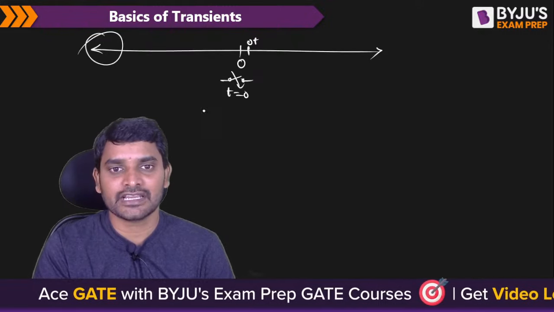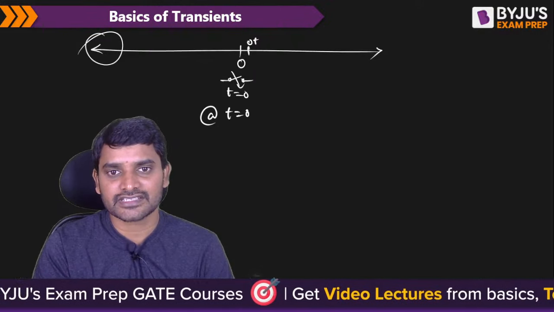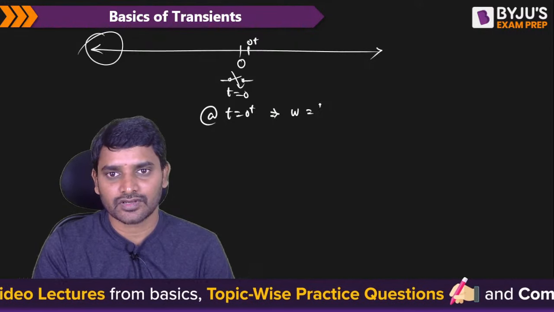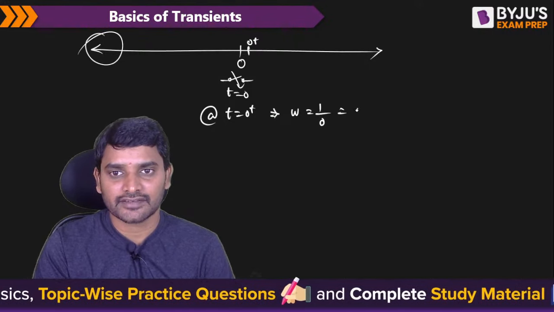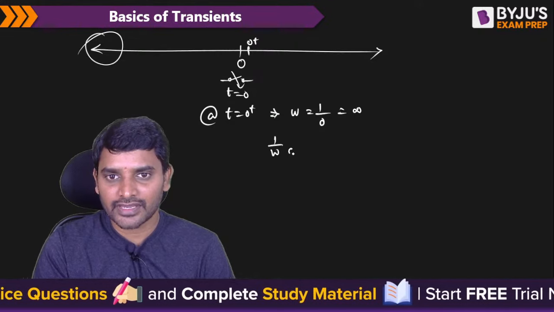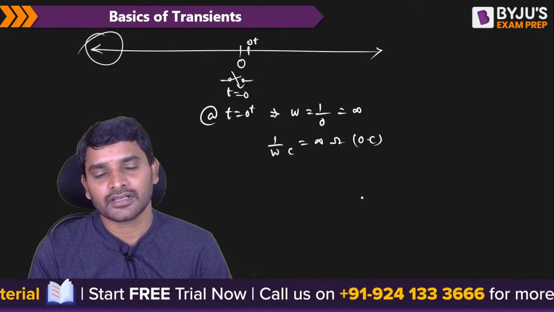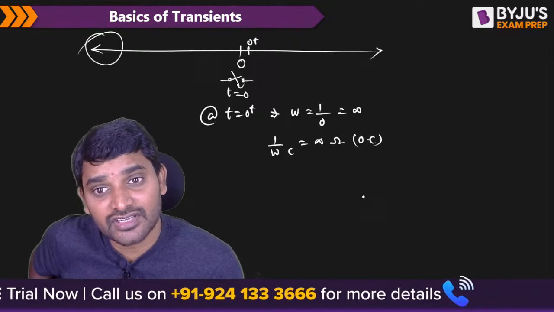Just after closing the switch, at t equals 0 plus instant, now 1 by omega C. Omega will be 0, so it will be infinity. So 1 by omega C is nothing but infinity ohms. It's like an open circuit.